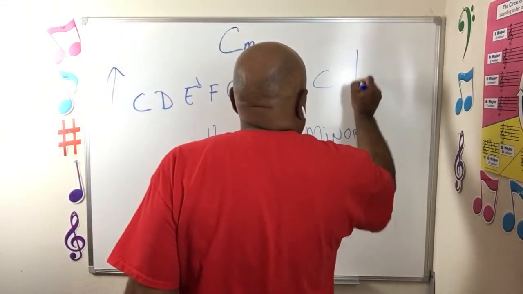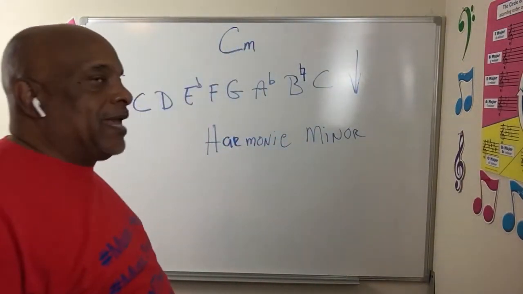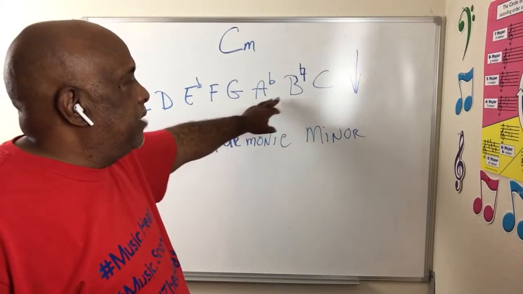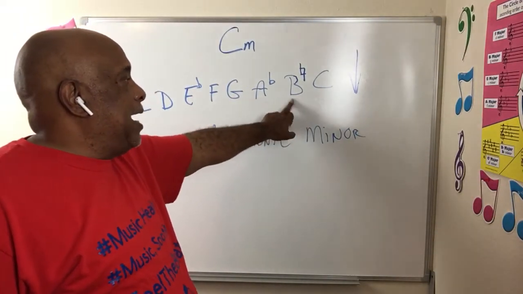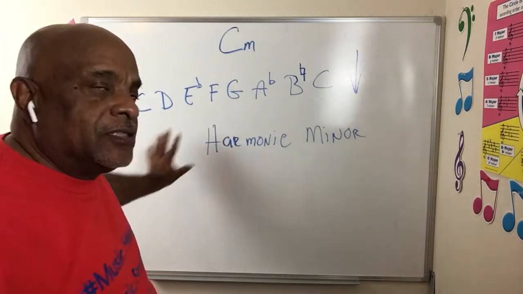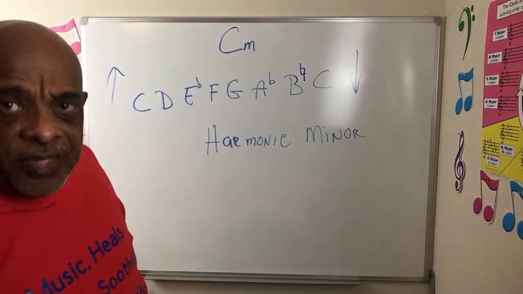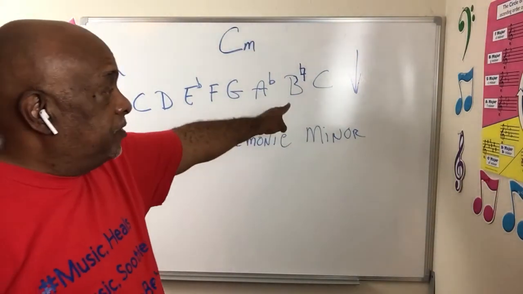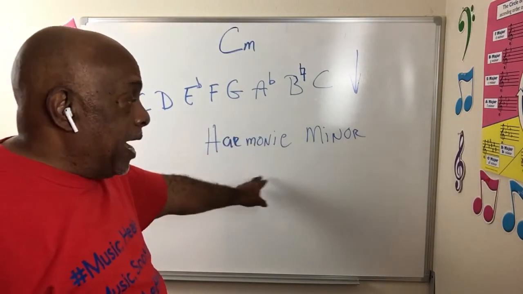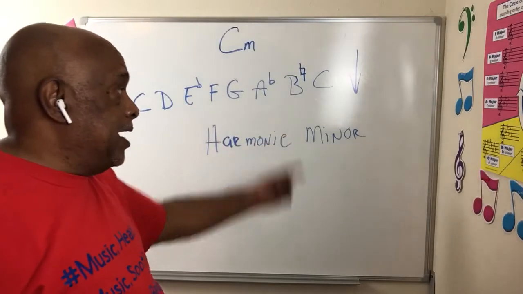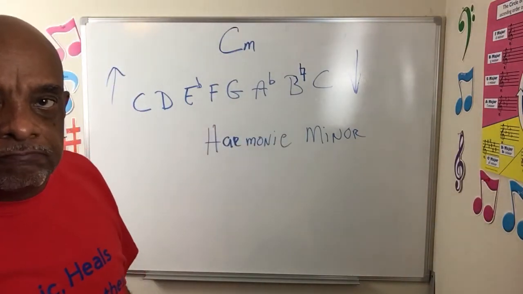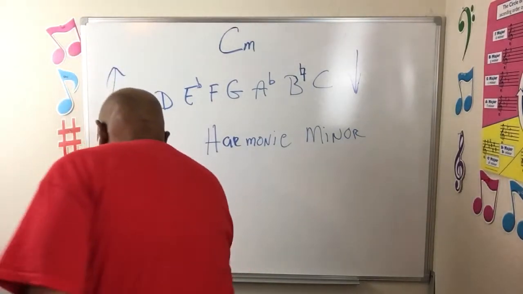Now that's ascending and descending. Okay? So it's C, D, E flat, F, G, A flat, B natural, C. C, B natural, A flat, G, F, E flat, D, C. It's the same thing going up, same thing coming down. That seventh degree of the scale in the harmonic minor is raised a half step. So it's going from B flat to B natural. All right? Let's move on.